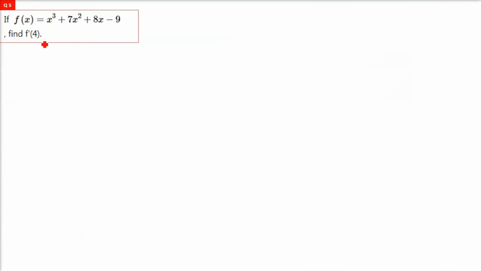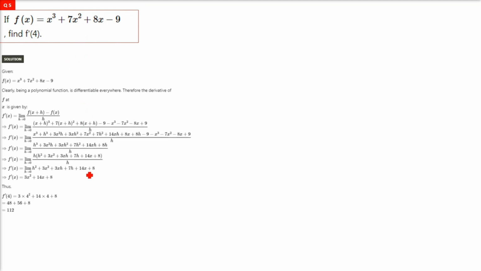Now this f(x) is the function, find f dash 4. We have already done it, the question just now. So I'll just give you the idea again: replace x by x plus h and subtract the original function, divide it by h, take limit h tends to 0, that is the whole concept of first principle. Take h common and then divide it, because division by h is there, cancel it out. Wherever h is there, just remove that term. Whatever is remaining is your differential. And finally put 4 in place of x. You get 112.